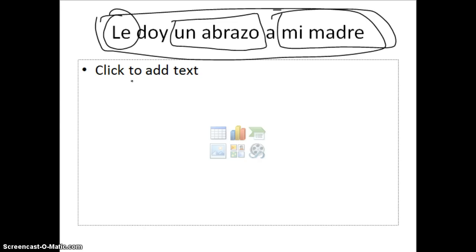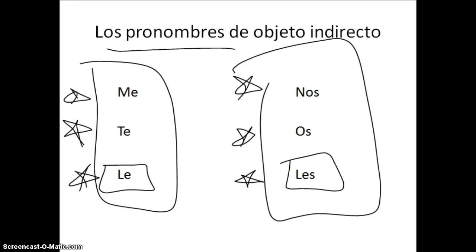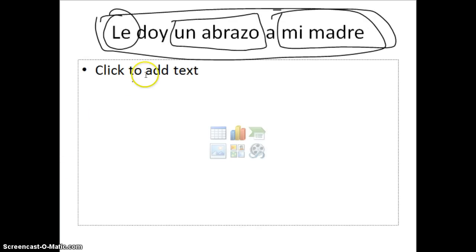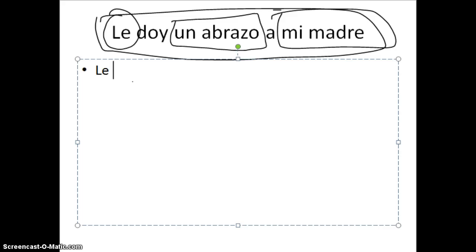Alright, and then if we look at our handy list, mi madre is not me, it's not you, it's not us, it's not you guys, and mi madre is only one person, so we know that we have to be using this le here. Alright, so when we go to write our sentence now, we can say le doy un abrazo, and we don't have to include the a mi madre because we're just saying I give her a hug. I give a hug to her. Okay?